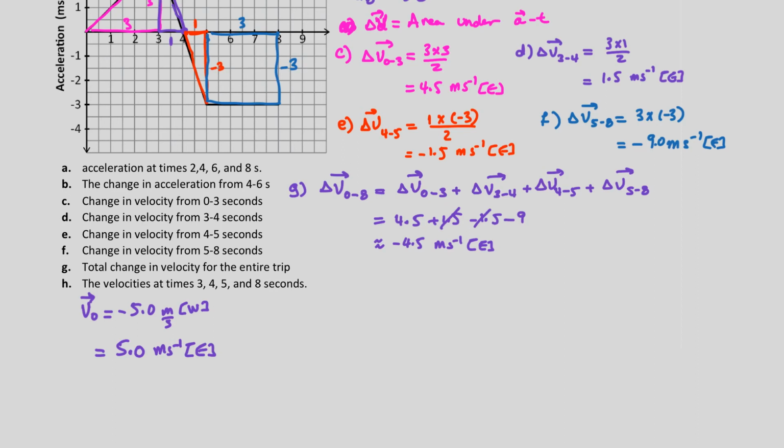Okay, let's see what's happening to the velocity then. So velocity at time 3, what is it? Well, we know that the velocity at time 0 is 5 meters per second in the east direction, and the change in velocity from 0 to 3 seconds is 4.5. So it was 5. We add 4.5 to it, and we get 9.5 meters per second in the east direction. And then for velocity 4, velocity at time 3 was 9.5. Between time 3 and 4, the velocity changed by 1.5 in the east direction, so 9.5 plus 1.5 gives us 11 meters per second.